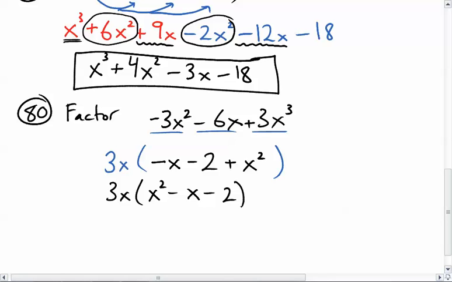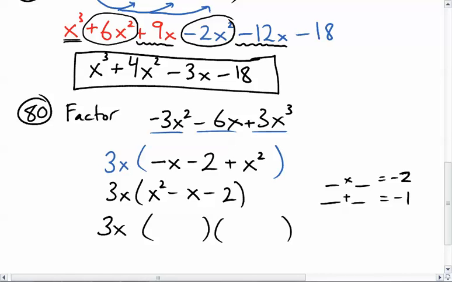Okay, and now you'll recognize this as a trinomial. And we can factor this into 2 factors because we have a quadratic. So we look for 2 numbers that multiply to negative 2, the last term, and add to negative 1, the middle term. Those 2 numbers are negative 2 and positive 1.